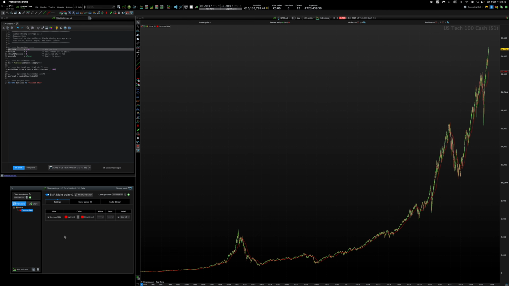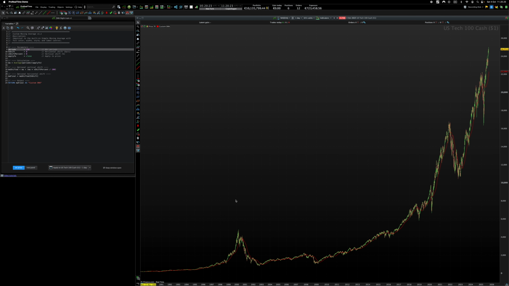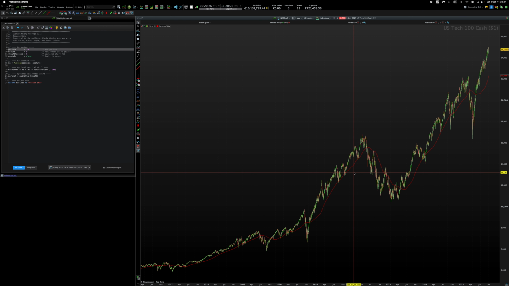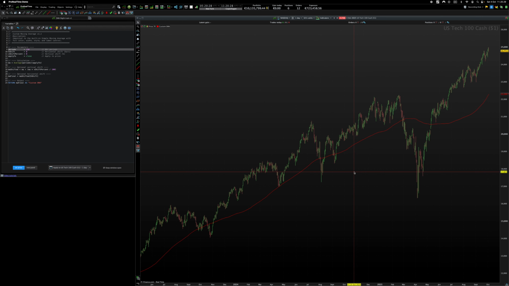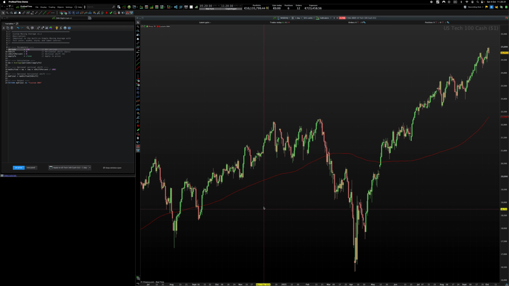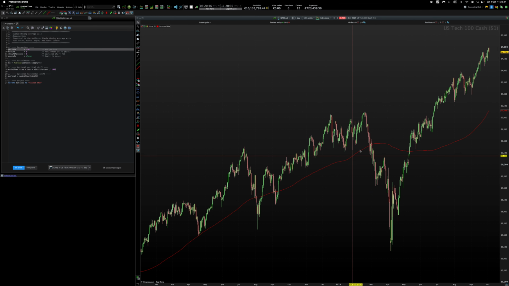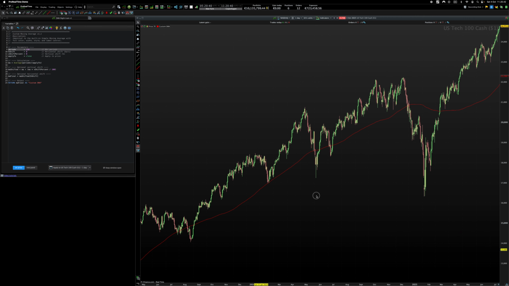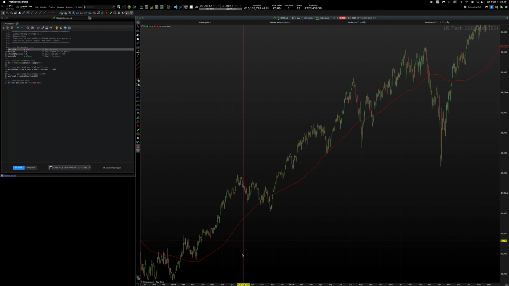Okay, so everything looks okay. Let's just go into the actual tape and see what it looks like. Mind you that every candle here is a day, so there's a lot of noise reduction here because of the 150 moving average.